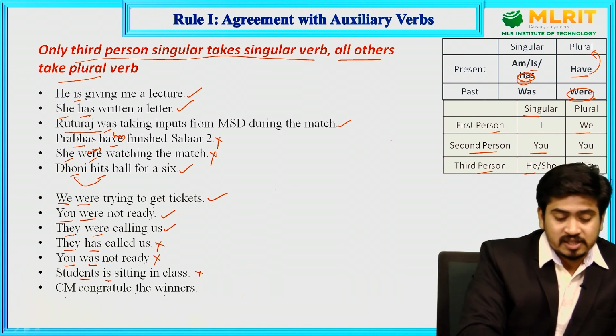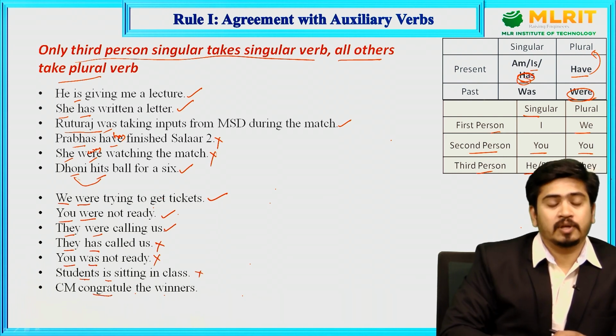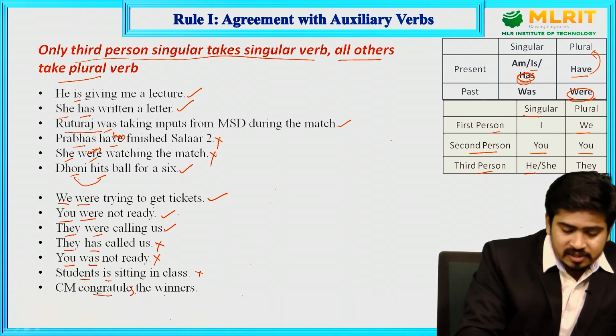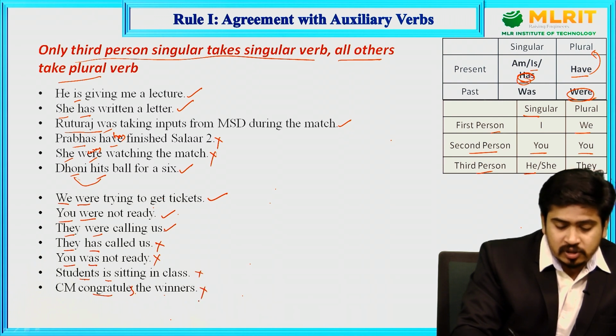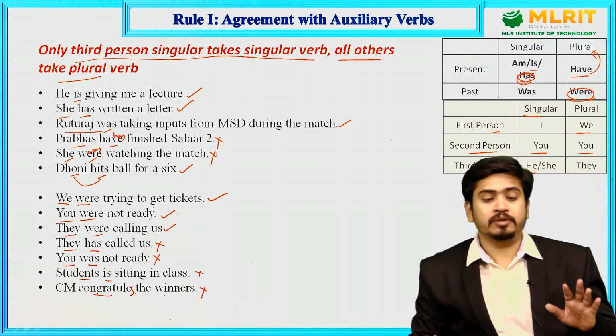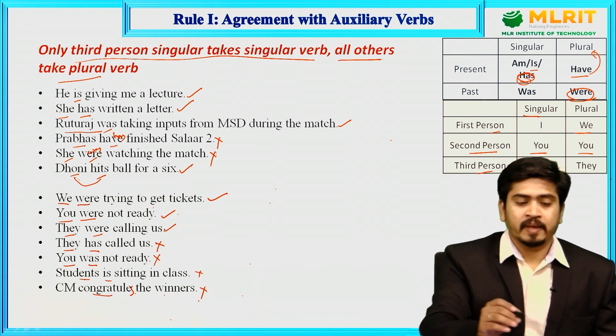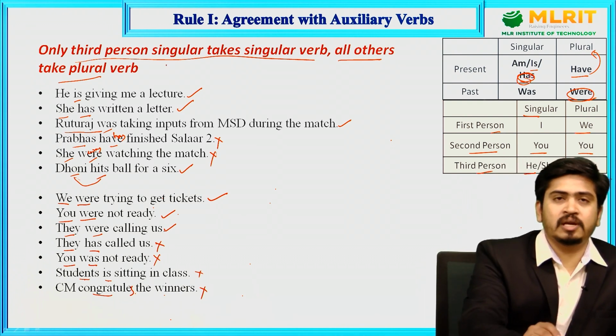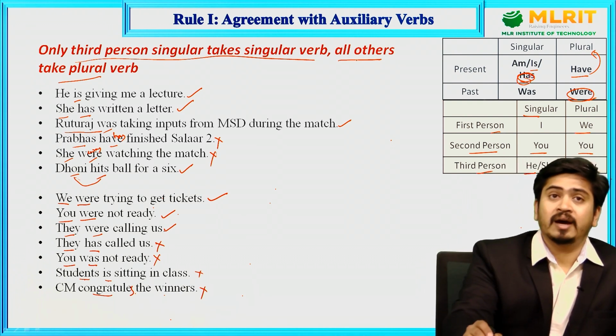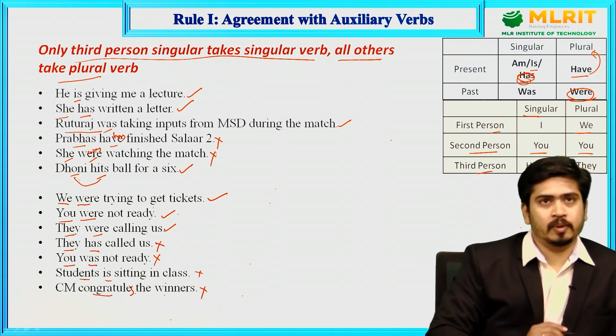Next one, CM, third person singular, congratulates. Wrong. It should have congratulates. This is also wrong. Now I think you understood this one. Agreement with auxiliary verbs. If it is third person singular, it takes singular verb. All others take plural verb. This is rule 1.